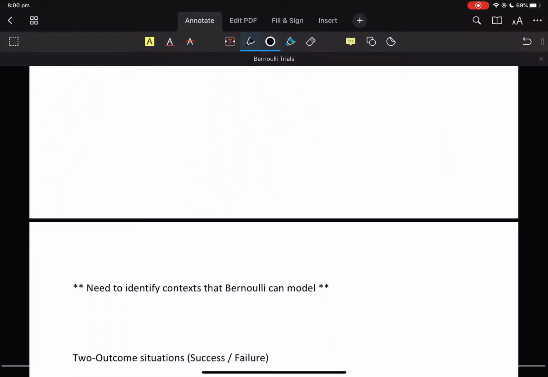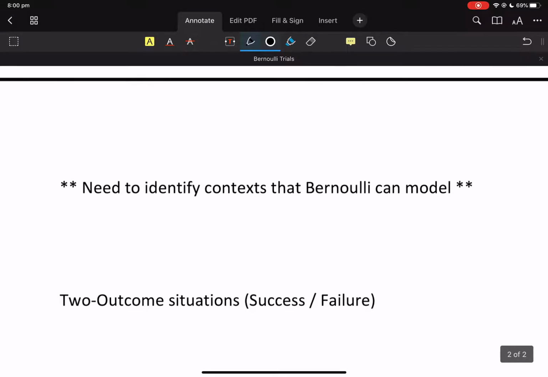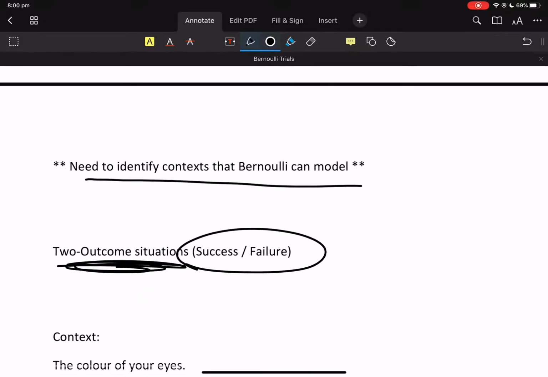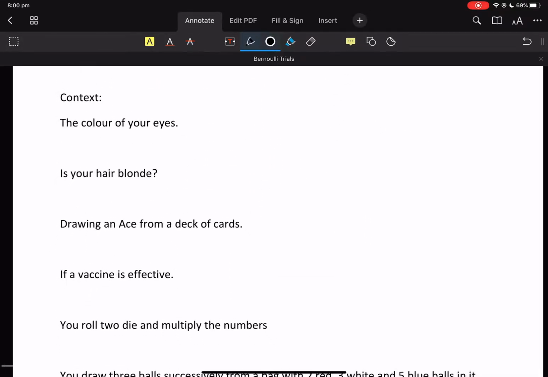It's not all that challenging in the syllabus. What we need to do is identify the contexts that Bernoulli can be modelled by, and clearly that's two outcome situations where there's success, failure. Let's take a couple of seconds to run through some.